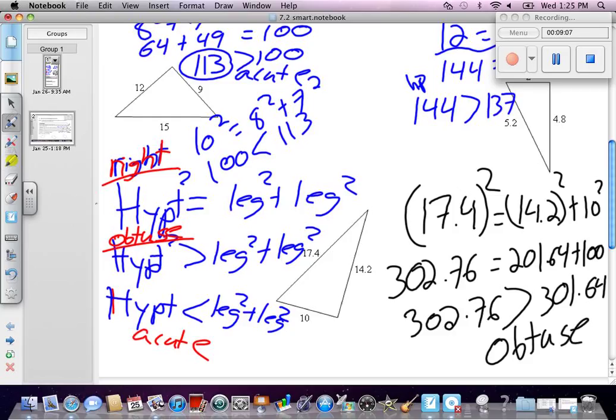Wait, what? Okay. So which one's the hypotenuse? Circle that on your final part, because this is my hypotenuse. Is the alligator eating the hypotenuse? Yeah. Then it's obtuse. If the alligator's not eating the hypotenuse, it's acute. How do you know if it is or if it isn't? Which one's bigger? Because the alligator eats the greater. Yeah, I know that. That's not what he's asking.